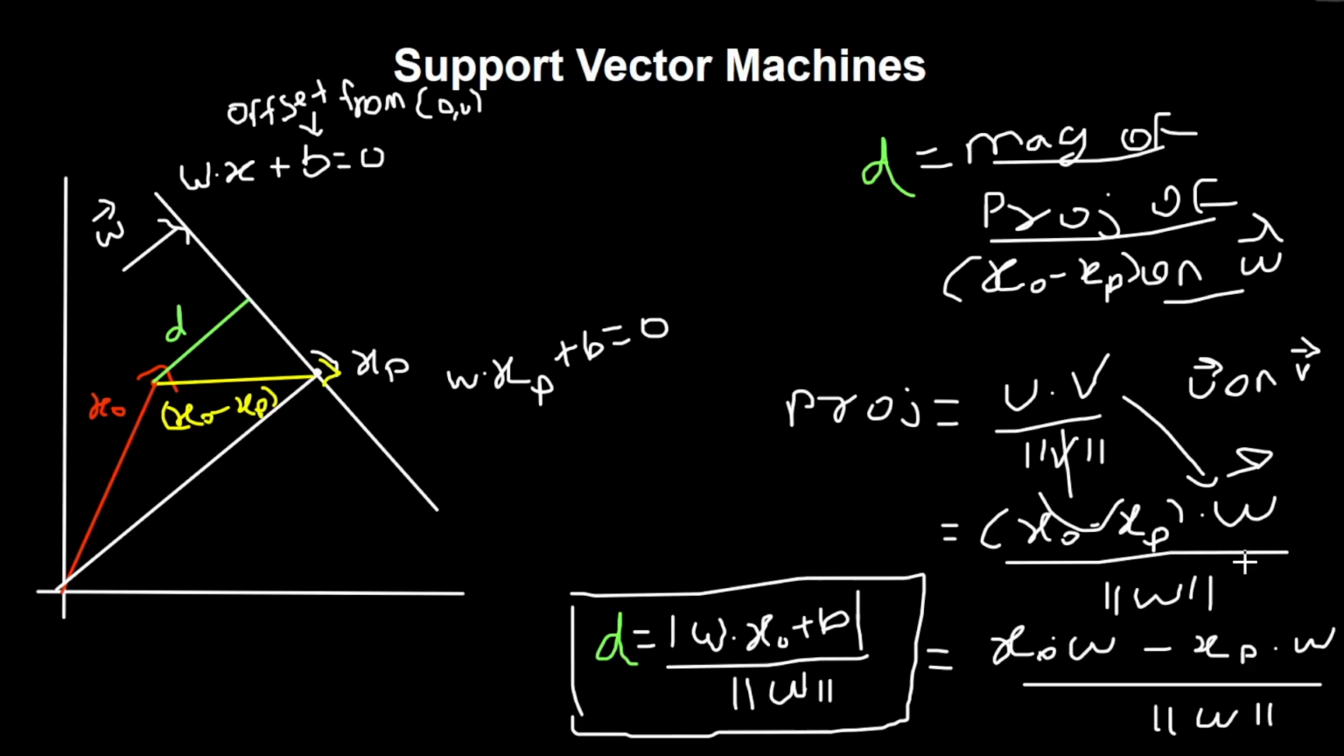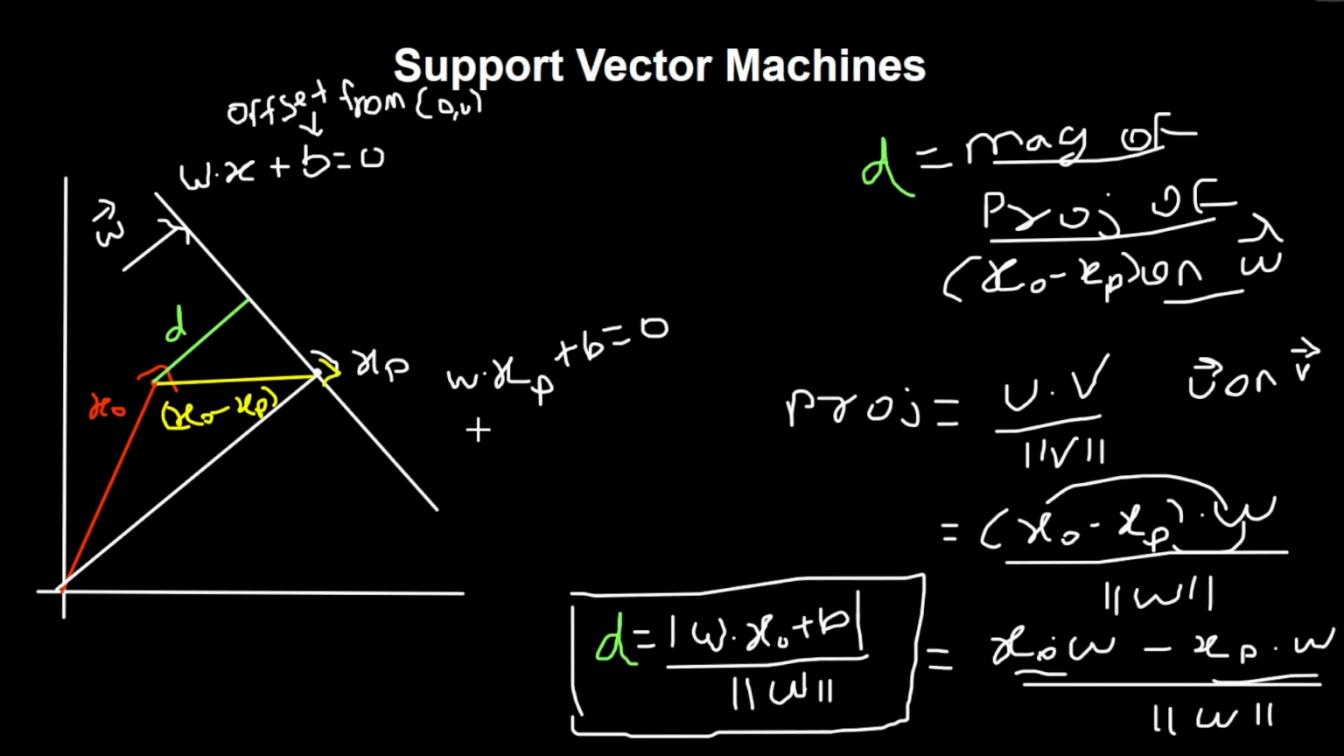Similarly, for the denominator, we have v as w. So if we take this magnitude, we will get the distance. So here we can just multiply this inside. If we multiply for each term, we will have these two.